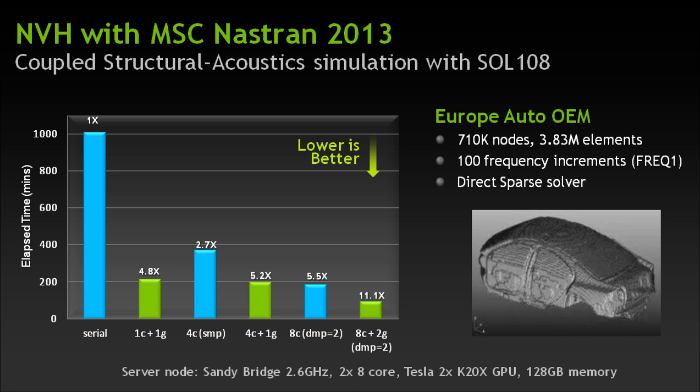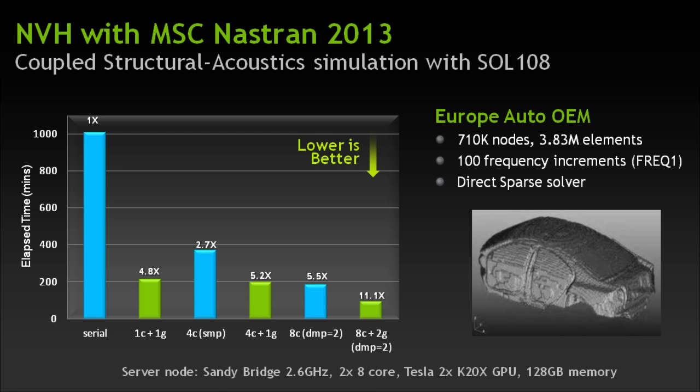And in the chart, what you're seeing is the performance scaling. You see the serial runtime, and then the single GPU acceleration of a serial run is about a 5x speedup. And then you're seeing the SMP runs in the third and fourth lines. And there again, the speedup is attractive, with a single GPU accelerating the 4-core run by about 2x.